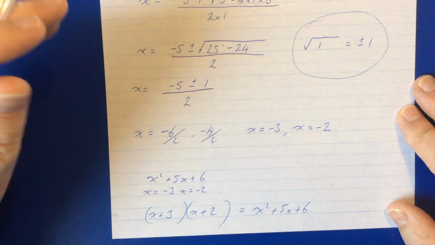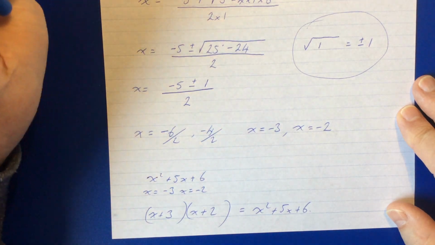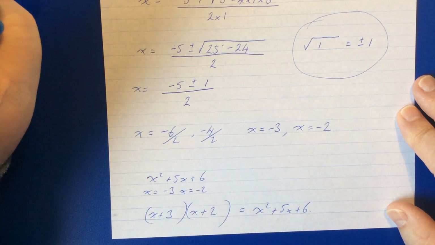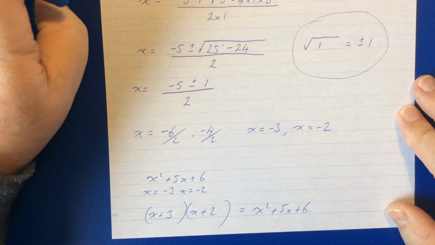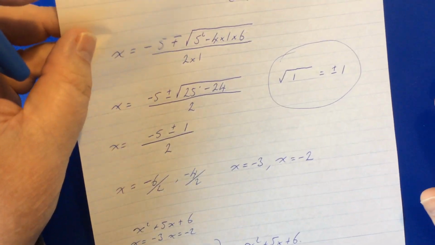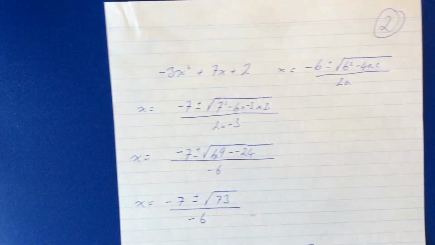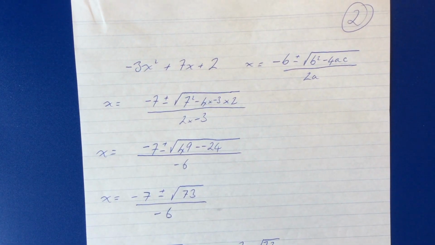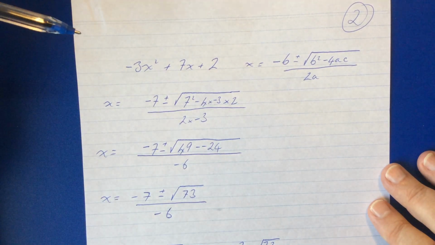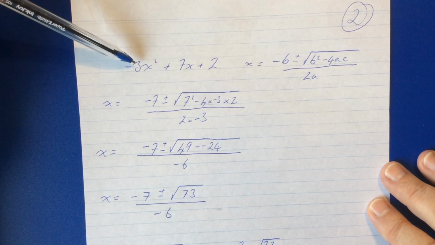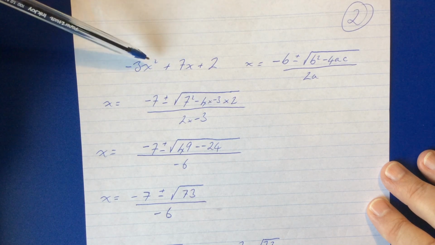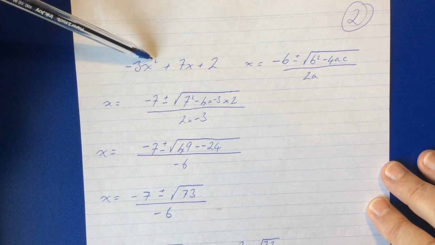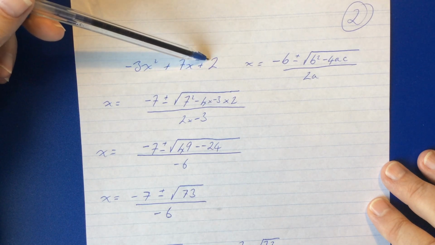You should have seen all of this before you got to the quadratic formula at school. If you haven't, there are videos on it in the playlist. Now let's have a look at something a little more complicated. This is really what the quadratic formula was made for. We've got a fairly unpleasant looking quadratic here. It's in the right form, negative 3x squared plus 7x plus 2.